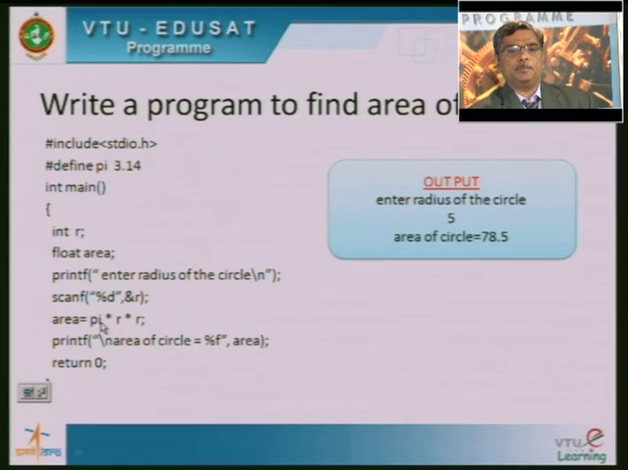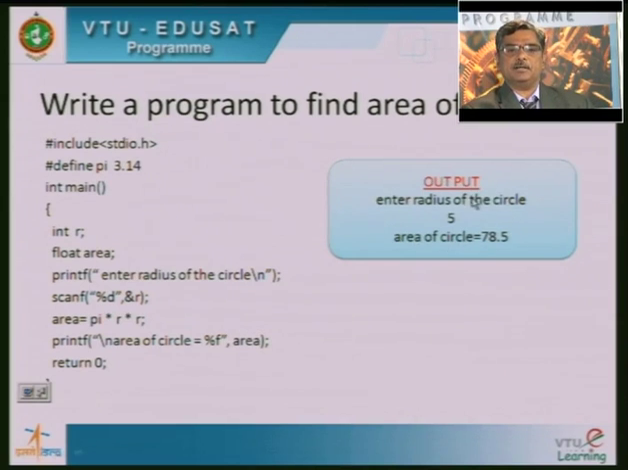Pi, the value of pi you assigned in your define statement, 3.14, that will be taken, r into r, whatever the value I gave, that gets multiplied, and slash n, because it will print in the next line: area of circle percentage f, the area is printed. Return 0, because main is associated with the return type integer. You can also use here the void. This is the output that you can observe here.